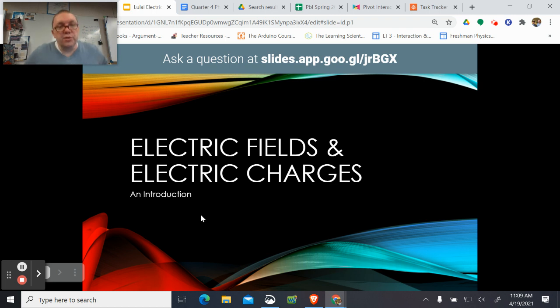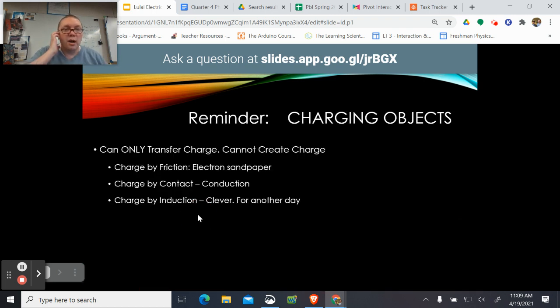So electric fields and electric charges. We did some things with charges and charging last week. A reminder: when we charge objects, we can only transfer charge. You and I aren't going to be able to create a charge out of nowhere. Nothing we do will allow us to destroy or remove charges. All we can do is take them and move them from one spot to another.